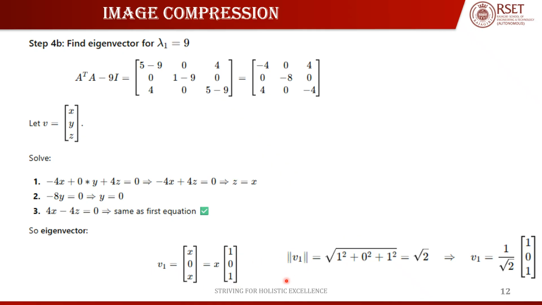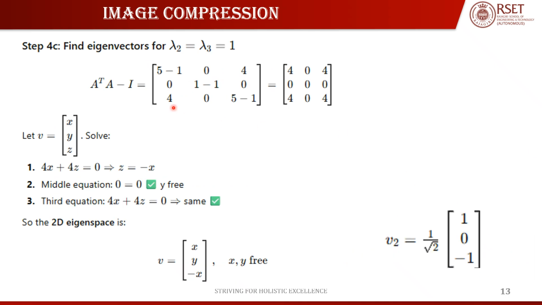You can just normalize it by dividing by the norm, which is root 2. So your v1 will be 1 by root 2 times (1, 0, 1). Okay, this will be your eigenvector. I'm just rushing through because these concepts are already discussed in the area of eigenvalues and eigenvectors. So you have your v1, and now we need v2 also, because we are asked to find the rank 2 compression.